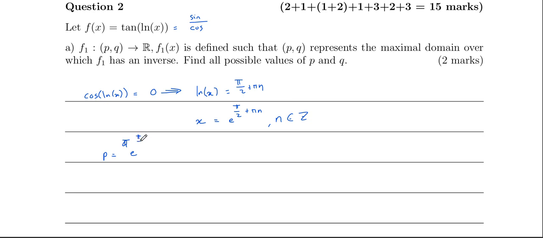So what we can say is that if p is equal to e to the pi on 2 plus pi n, then q is going to be the next asymptote to the right of that, which is when n is equal to n plus 1. Right, so the next asymptote. And yeah, that's it. So n is an element of Z.